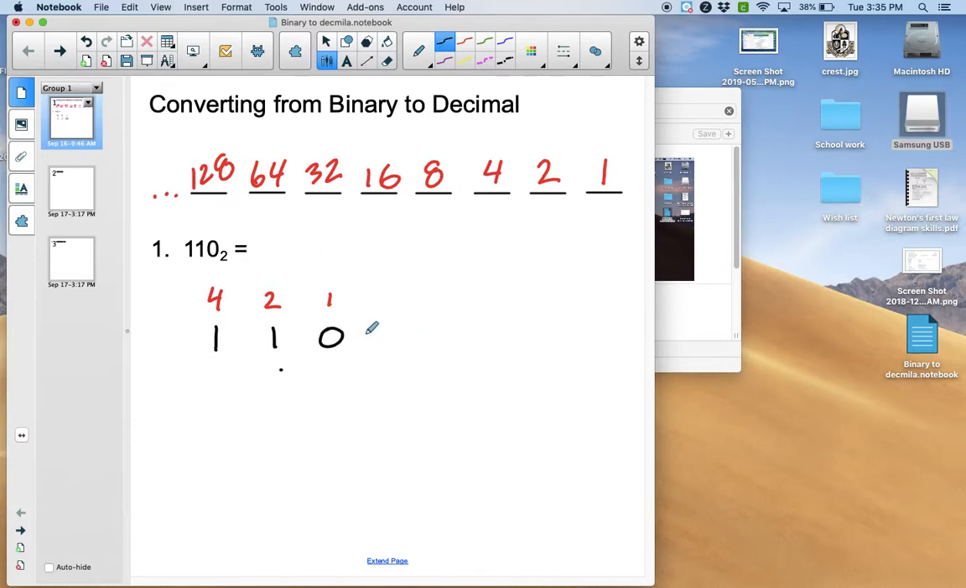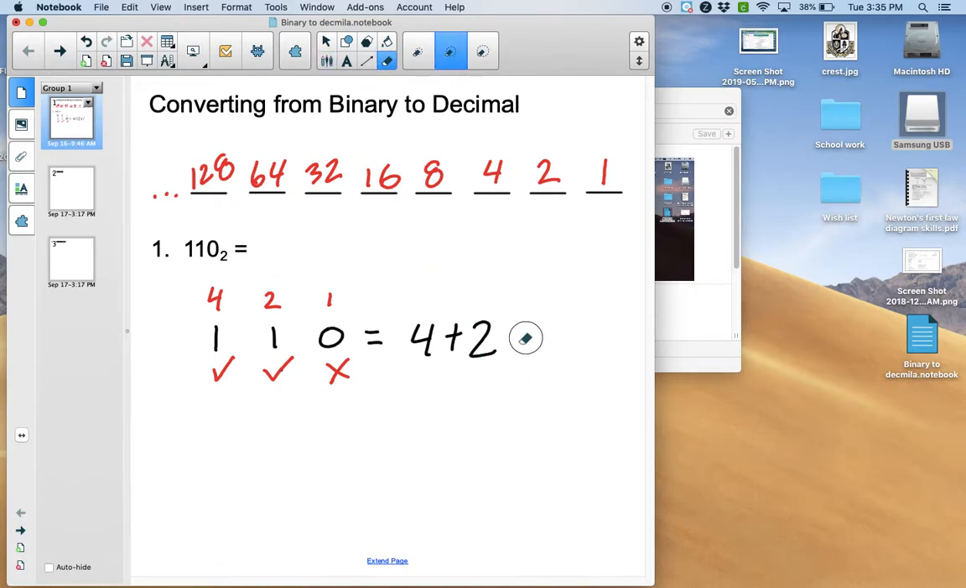So now we're going to take them and add them together. Are we adding 4 plus 2 plus 1? No, because there's nothing in the ones place. You're only adding the ones that have a 1 on it. So we're not doing that one at all. We're going to take this out and add the rest. So my actual number here is going to be 6 in decimal, which is base 10.